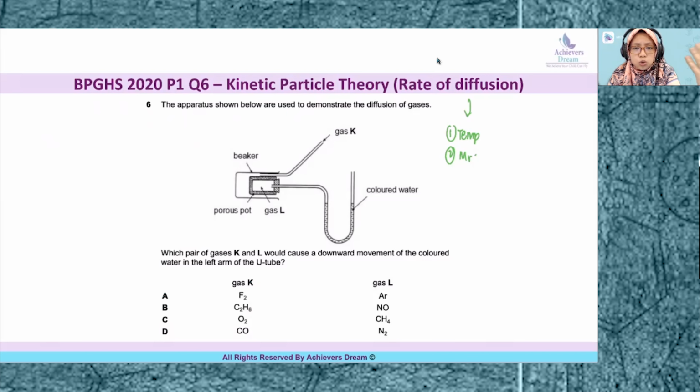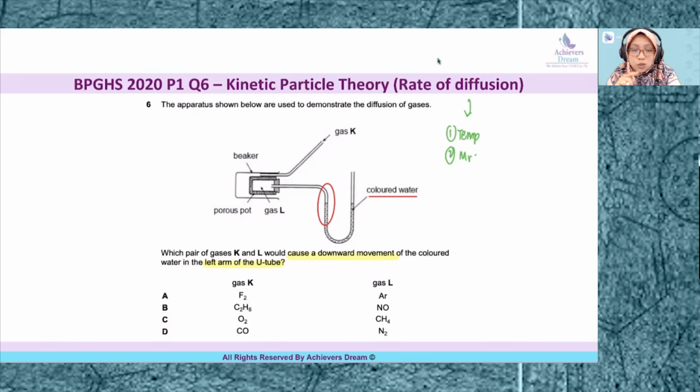The apparatus shown below is used to demonstrate the diffusion of gases. Which pair of gases, K and L, would cause a downward movement of the colored water in the left arm of the U-tube? And where is the left arm of the U-tube? The left arm of the U-tube is here, okay? Not the place where they label colored water. So you definitely need to read the question.